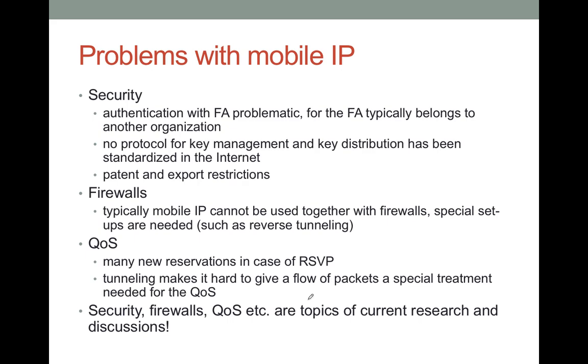So that's why you need a special setup to allow the mobile IP. In terms of quality of service, many new reservations are needed in the case of RSVP. Tunneling makes it hard to give a flow of packets special treatment, which is needed for quality of service.